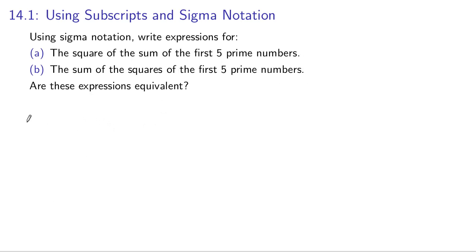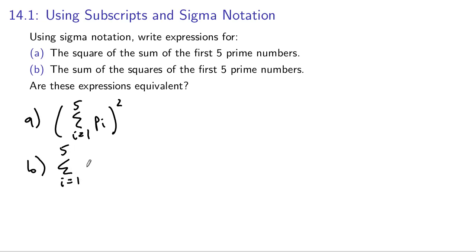Using sigma notation, write the expression for A, the square of the sum of the first 5 prime numbers. Okay, the sum from i is 1 to 5 of p sub i, all squared. And B, the sum of the squares of the first 5 prime numbers. So the sum from 1 to 5 of p sub i each squared. Are these equivalent? The answer is no.